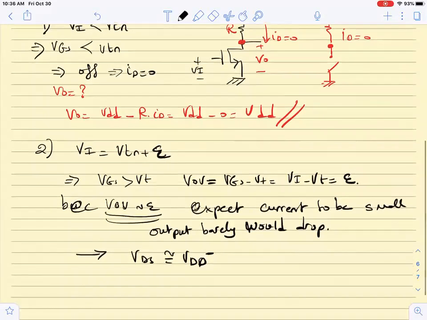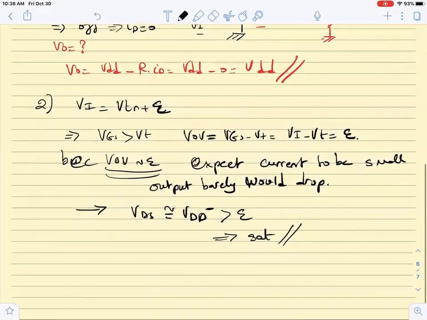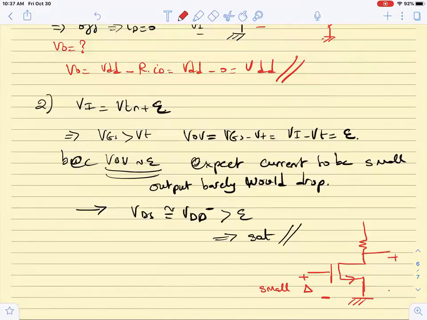So in this scenario, this implies that ID is greater than epsilon, which implies that I will be operating in the saturation region. Typically, so that you are comfortable with the idea, if we look at a transistor, which is NMOS or PMOS, and we apply a small input here, the output would still typically be large. And in this scenario, the transistor is going to be in saturation.